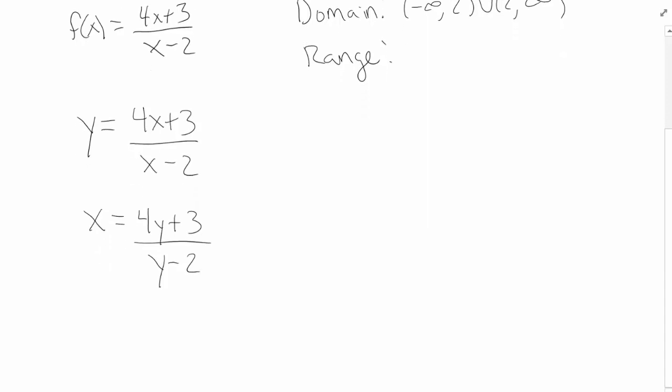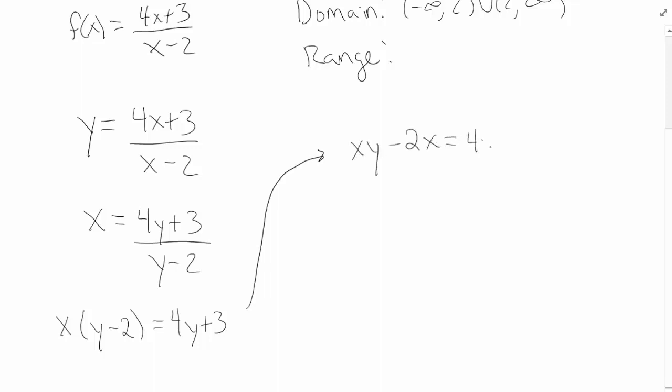Well, I'd like to not deal with fractions, so if I multiply both sides by y minus 2, that'll clear my denominator, or you can think of just cross multiplying as another way that can work. From there, I'm going to distribute on the left-hand side, so I have x times y minus 2x is equal to 4y plus 3. I'm going to get everything with a y on one side. I'll go with the left-hand side. You can go with the right-hand side too.